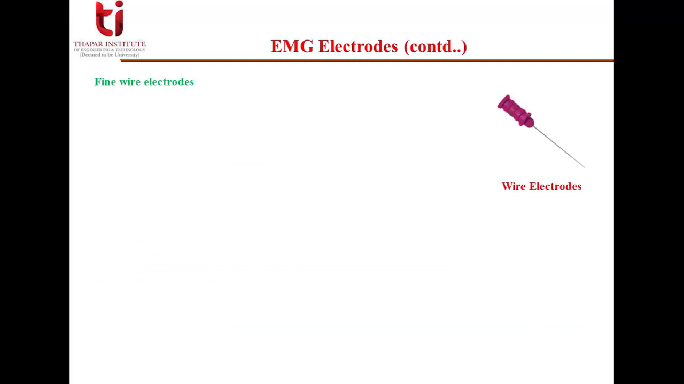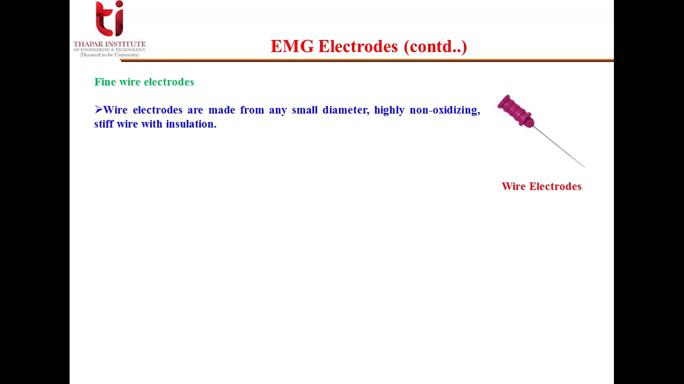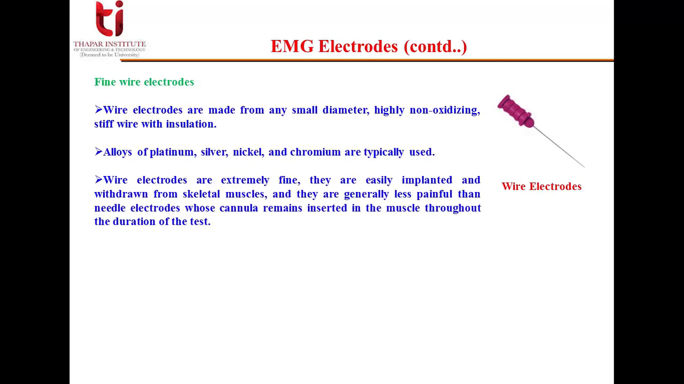Next are fine wire electrodes. Wire electrodes are made from a small diameter, highly non-oxidizing, stiff wire with insulation. Alloys of platinum, silver, nickel and chromium are typically used. Wire electrodes are extremely fine. They are easily implanted and withdrawn from skeletal muscles, and they are generally less painful than needle electrodes, whose cannula remains inserted in the muscle throughout the duration of the test.